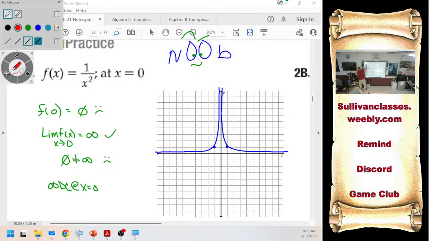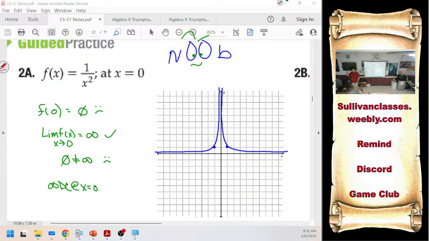Y'all remember, the idea behind this is continuous means I never pick up my pen. I can draw the whole thing without picking up my pen. When I say function of 0, I'm asking, is your pen touching the paper at this point? No. I had to pick up my pen. The limit. Does your pen go to the same spot and start at the same spot? Yeah, it actually does. But because I had to pick up my pen, it's not continuous.